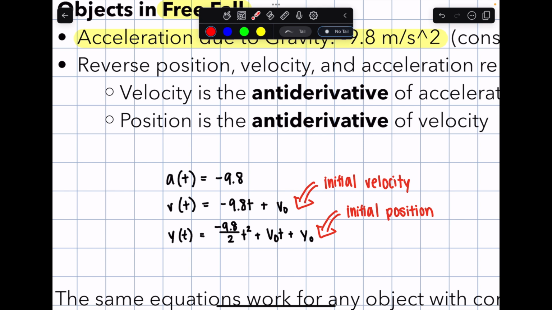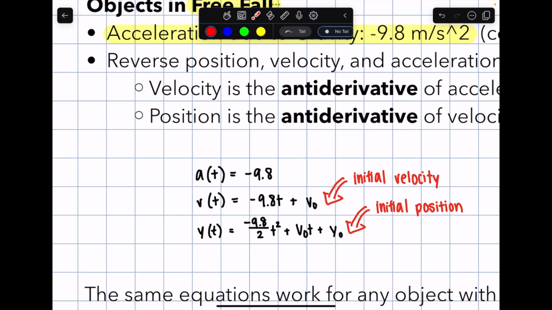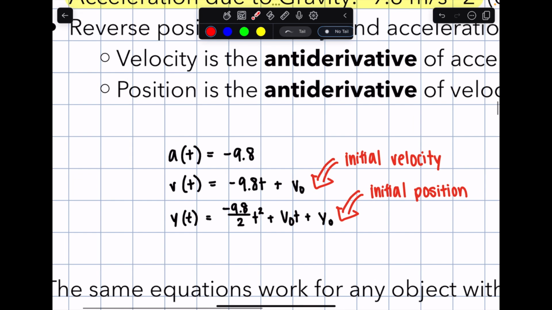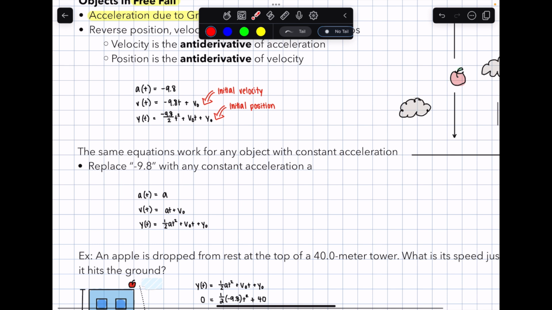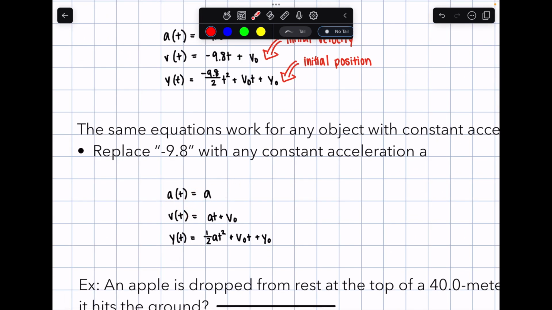So because acceleration equals negative 9.8, when we take the antiderivative of that, our velocity equals negative 9.8t plus v naught. And v naught basically is the initial velocity, if there is any. Now, the position equation is when we take the antiderivative of that, and that's given by this equation. Again, y naught is just the initial position at that instance in time. So the same equations can actually work for any kind of acceleration, even if it's not negative 9.8. Simply, if we replace negative 9.8 with a random constant acceleration a, we have the same equations that can be used for any kind of calculation.